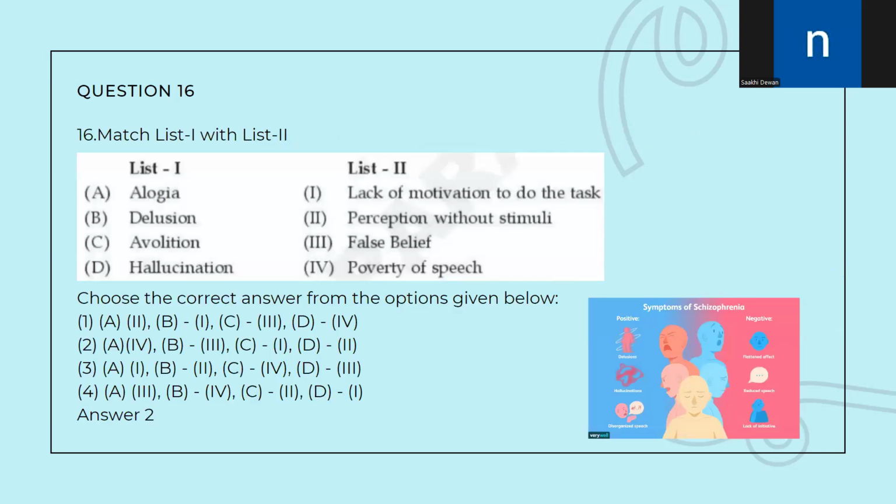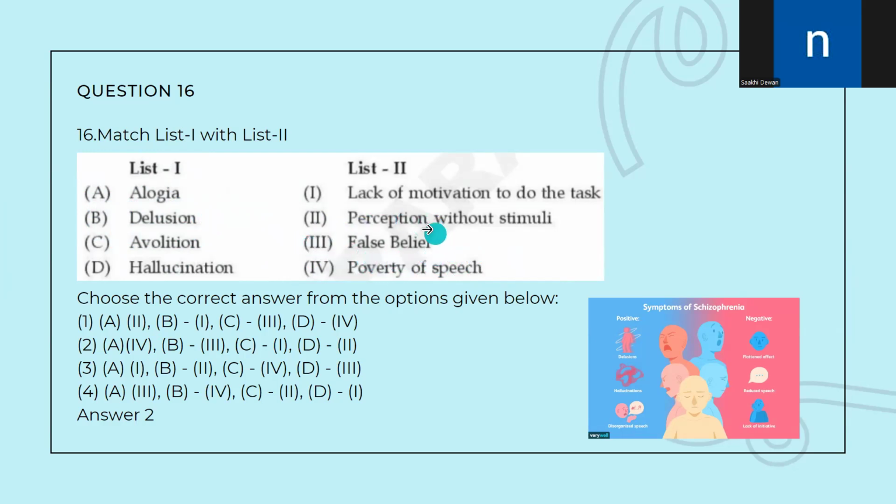Question number 16 provides us with two lists. The list one gives us the symptoms of schizophrenia, and the list two provides us a description of those symptoms. So, the first symptom that is given to us is alogia. Alogia stands for poverty of speech. So, in schizophrenia, there is usually poverty of speech that is known as alogia. In the second part that is given to us, that is delusion. Delusion stands for a false belief.